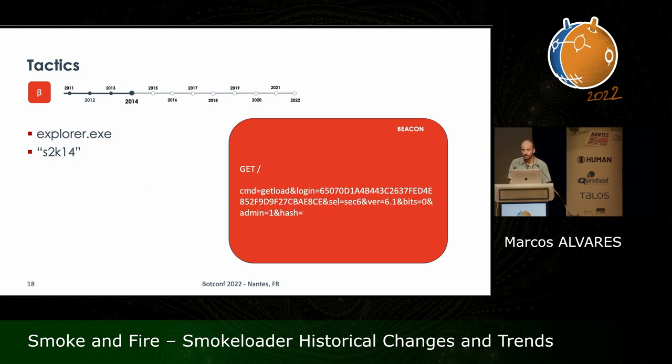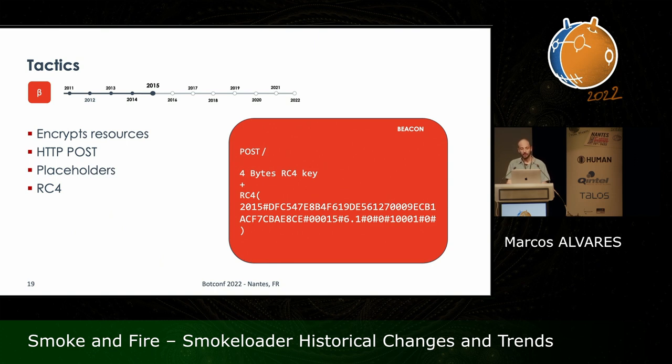In 2014 was the first time that Smokeloader started to inject itself inside explorer.exe, and this is the same target process that we see nowadays. Basically that's what happened in 2014. In 2015, we got really big changes for Smokeloader. It's really interesting because they started to get a lot of feedback from customers and from people detecting it, and they really tried to hide and clean up some fingerprints.